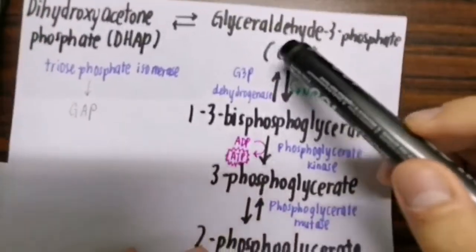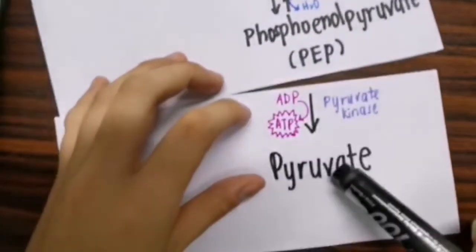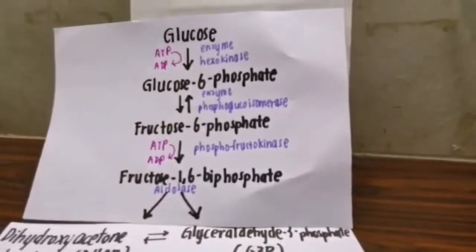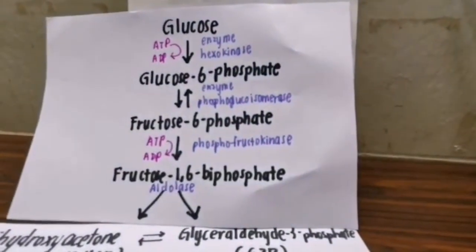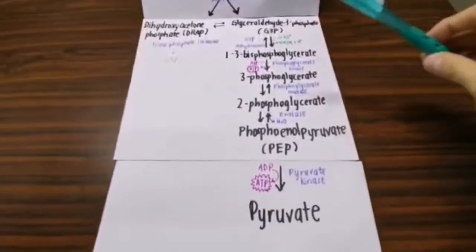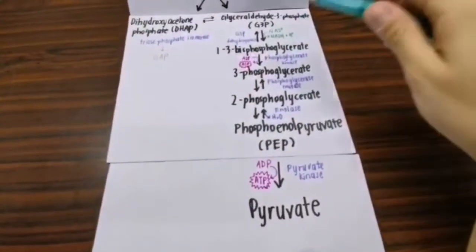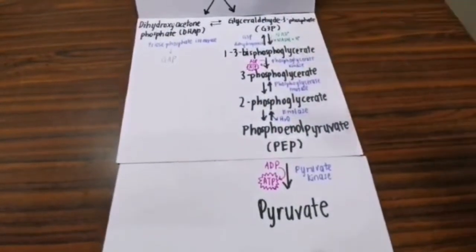Step 6 until the last step, which is step 10, occur twice for each glucose molecule being degraded. Therefore, 2 ATP are used during glycolysis. 4 ATP and 2 NADH form, since these steps occur twice during glycolysis per glucose.